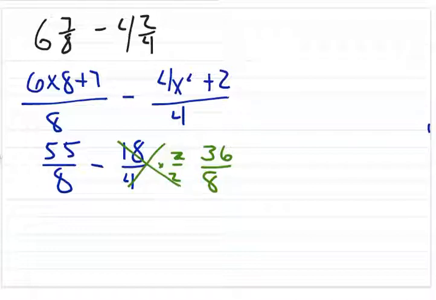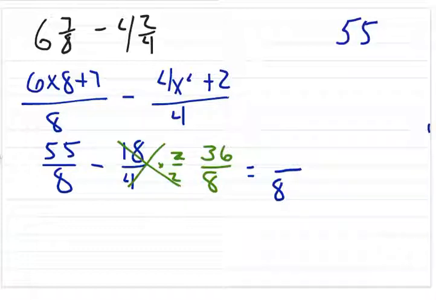Well, I don't know 55 minus 36 off the top of my head. I know that when I subtract fractions, though, I always keep my denominator the same once I have a common denominator. So I can do that right there and leave it as something over 8. And then over here on the side, I can do 55 minus 36.